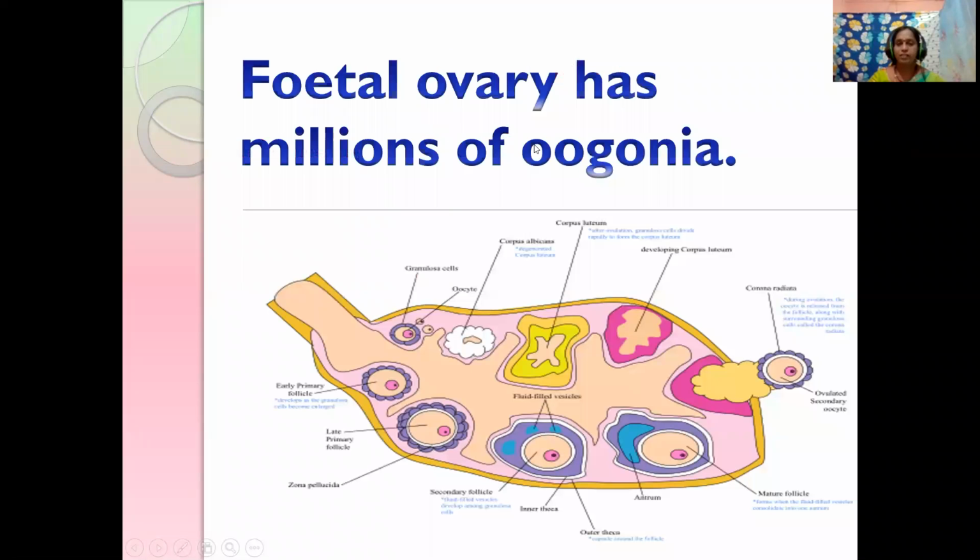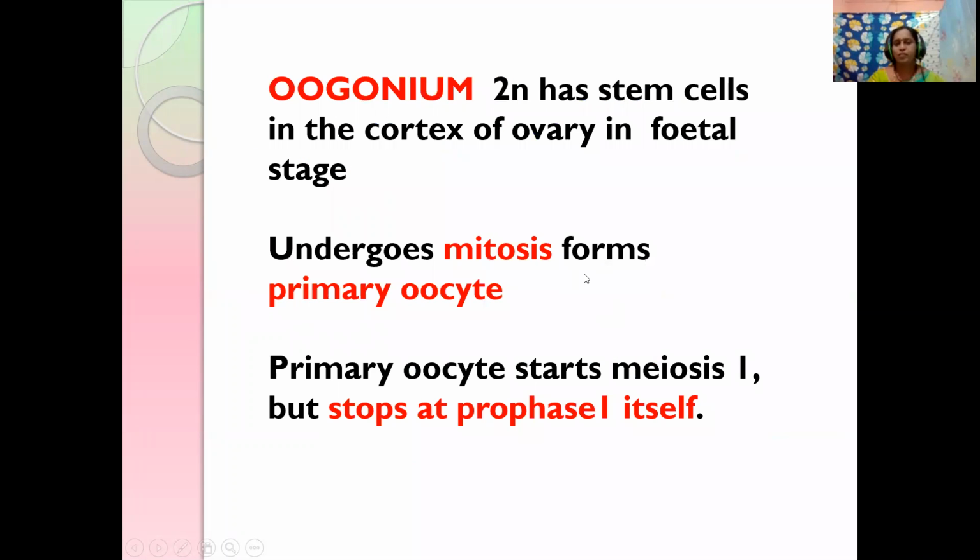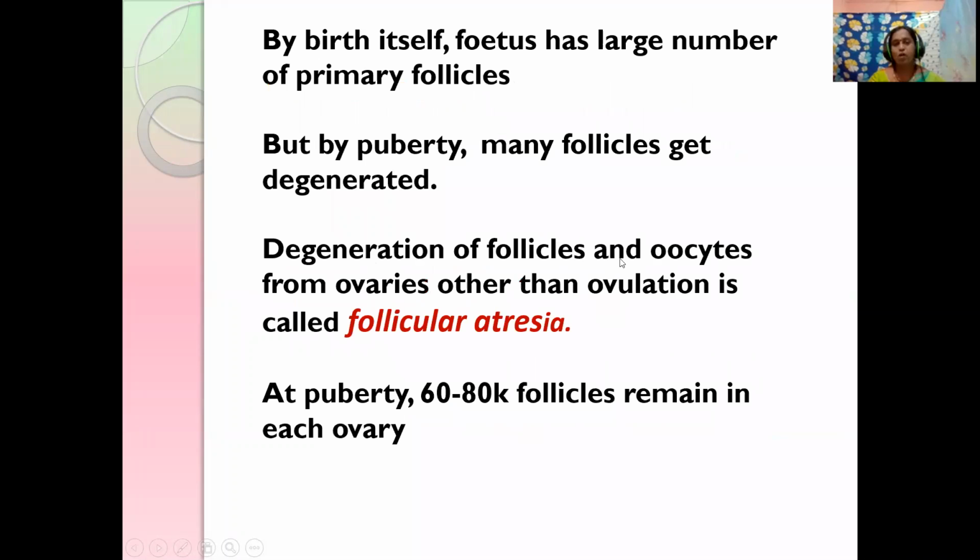When you see the fetal ovary, it has millions of oogonia. Just recall the previous session which I have taught. It has millions of oogonia. And here the follicles are distributed in the cortex region. These oogonial cells first undergo mitosis and later meiosis, and release the ovum.